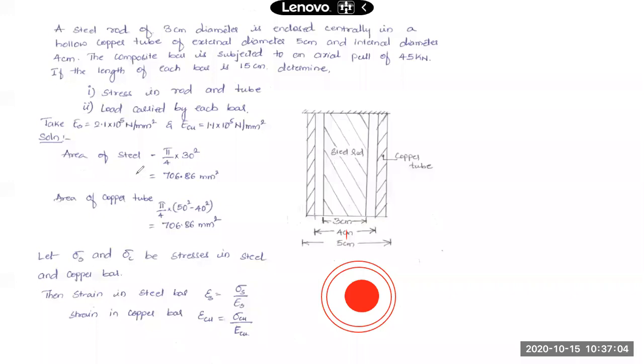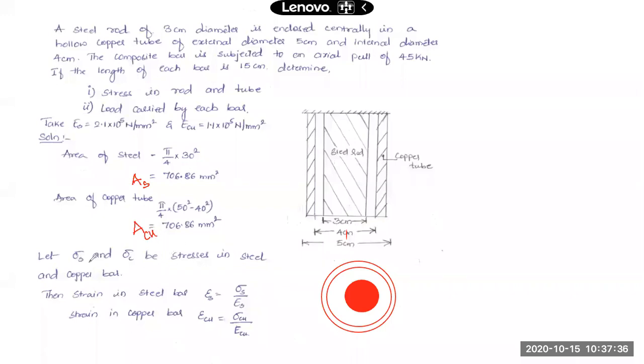And same for copper, how much is it? This is the area of steel. And for copper, this is the area of the copper tube. So it is a hollow circular tube. So what is the area? Pi by 4 into outer diameter square minus inner diameter square. So this gives us the area of this copper bar. Let us say this is A_Cu, area of the copper bar.